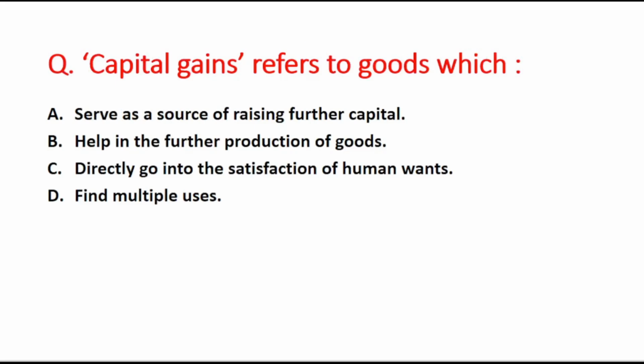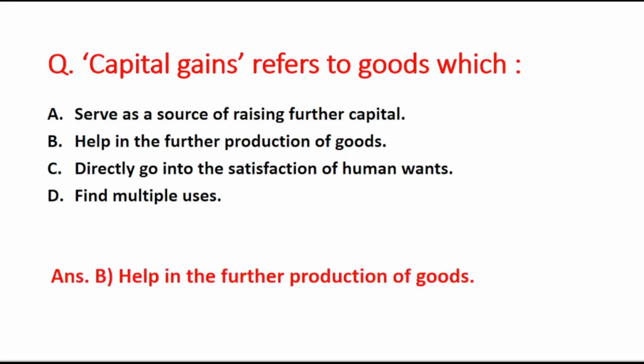Next question is, capital gains refers to goods which. A option is serve as a source of raising further capital, B option is help in the further production of goods, C option is directly go into the satisfaction of human wants, and D option is find multiple uses. So right answer is option B, that is capital gain refers to the goods which help in further production of goods.